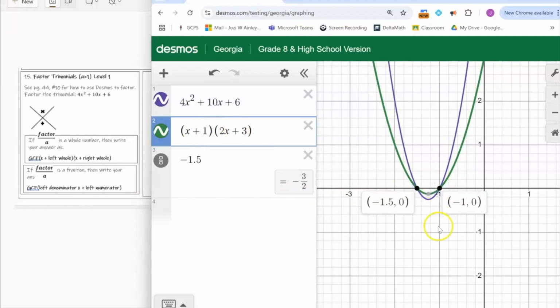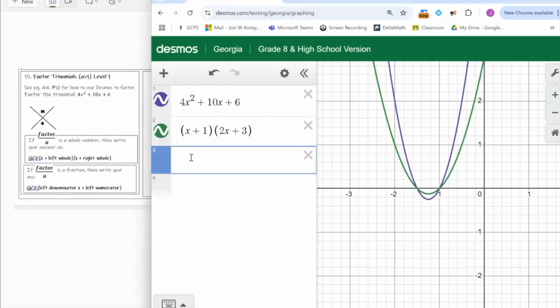But here's the problem. This cannot be the answer. Why, Miss Ainley? Because the graphs just don't match, right? So we got to make these graphs match. And remember, we talked about if they don't match, it means that there's a what? A GCF. All right, the calculator is going to help you find the GCF. Don't remember how to type it in? At least just type in GCF and then click it.